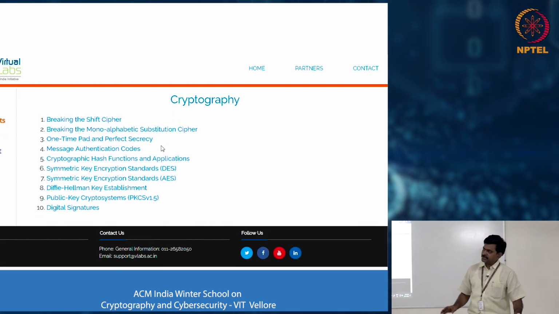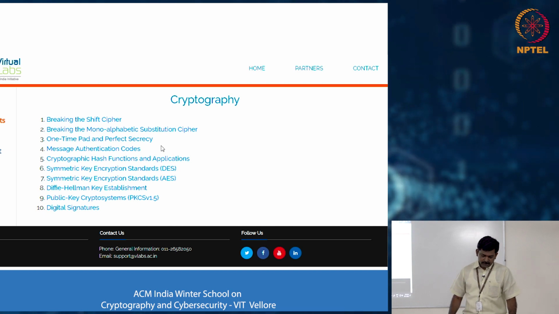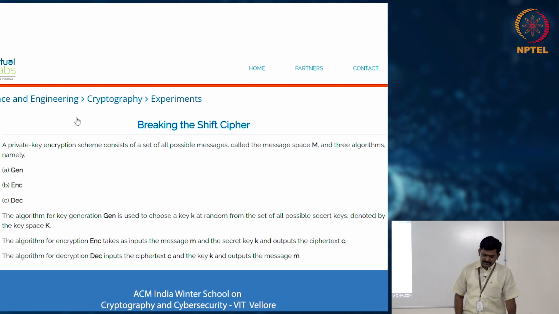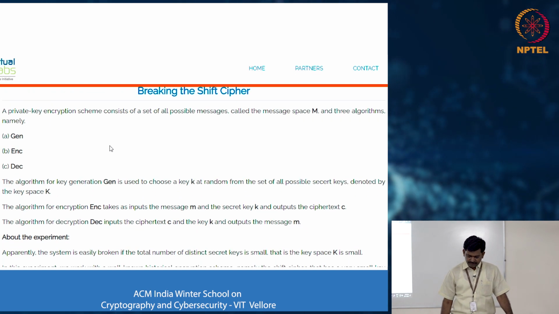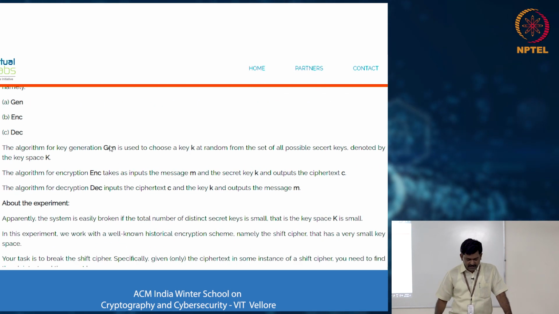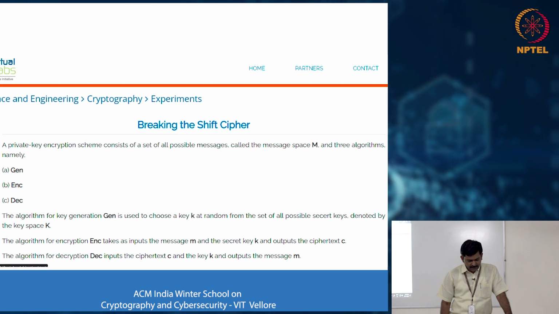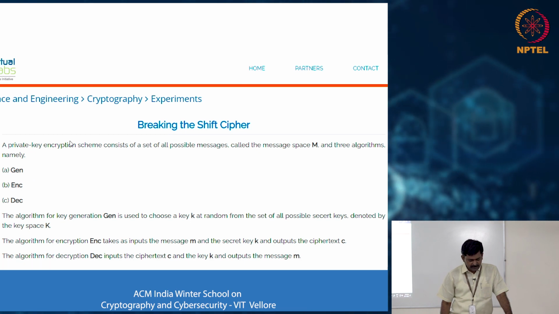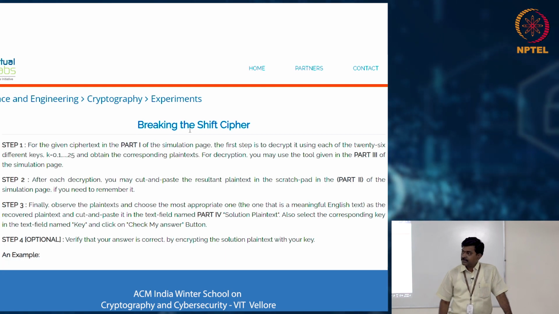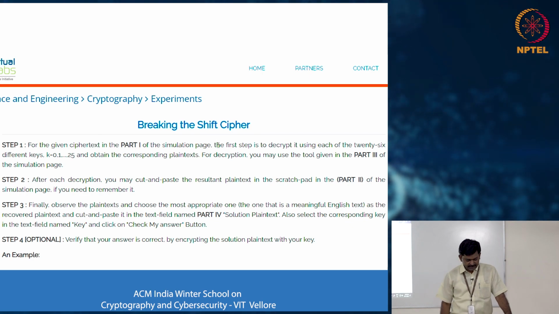There are about 10 experiments given in this virtual lab, and here you can see each experiment. For each experiment, they gave a narration which includes the process, that means the algorithms that are there, and what the experiment is about. Then the procedure for breaking the shift cipher. You know the shift cipher, right? We have already discussed, right?